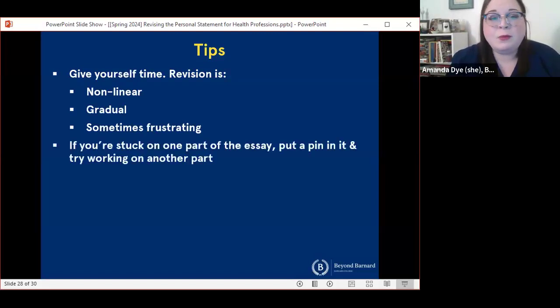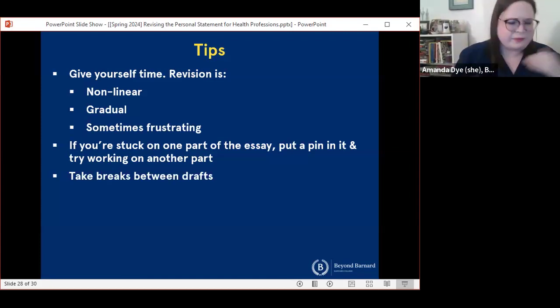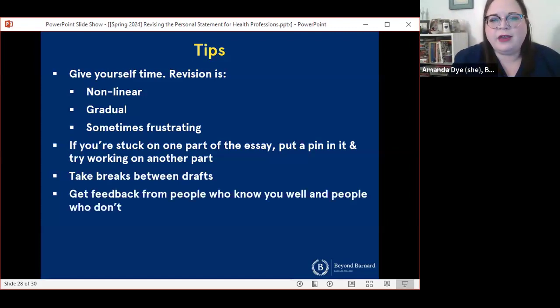If you get stuck on one particular part of an essay, leave it alone for now and work on a different piece of the essay, remembering that you can come back, you can build cyclically through this revision process. Take breaks between whole drafts. So if you do a large-scale revision, give yourself at least a few days before coming back and looking at it again and deciding whether there are more places that you want to change.